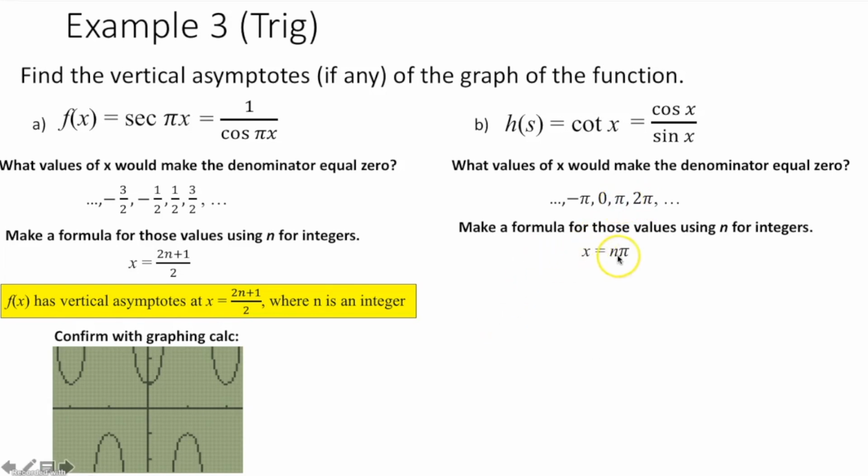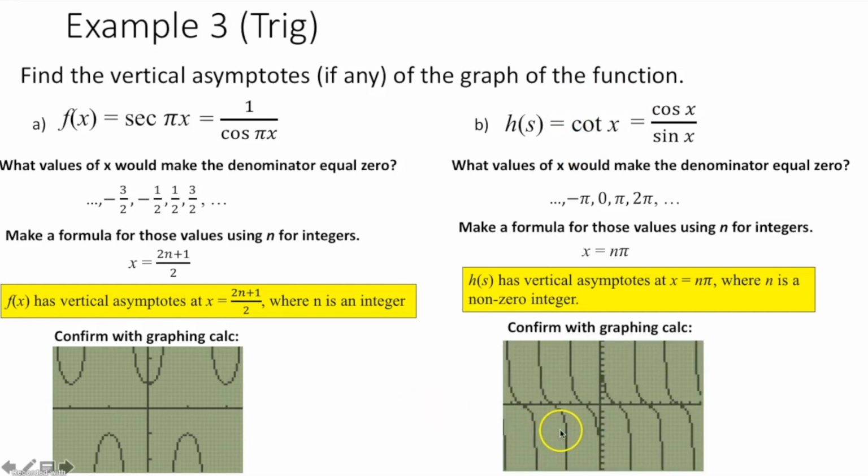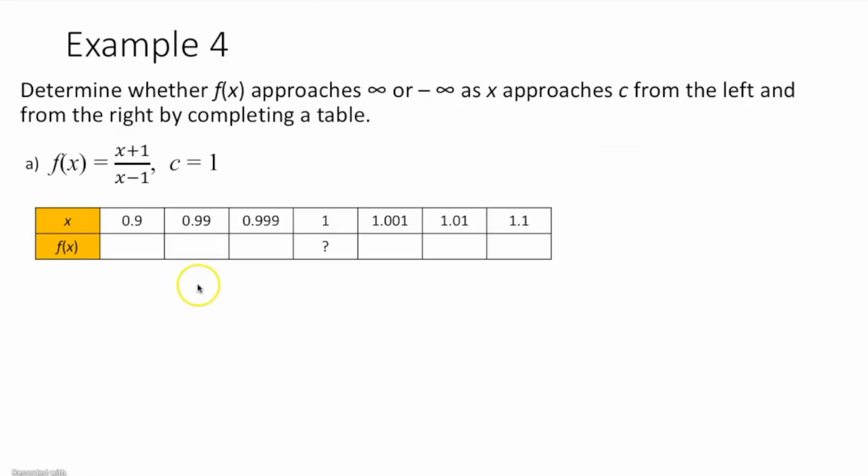So x equals n pi. For every x equals n pi, there's going to be a vertical asymptote for cotangent of x. Now you can see, we confirm this with our graphing calculator, at every n pi, we have a vertical asymptote for cotangent of x.